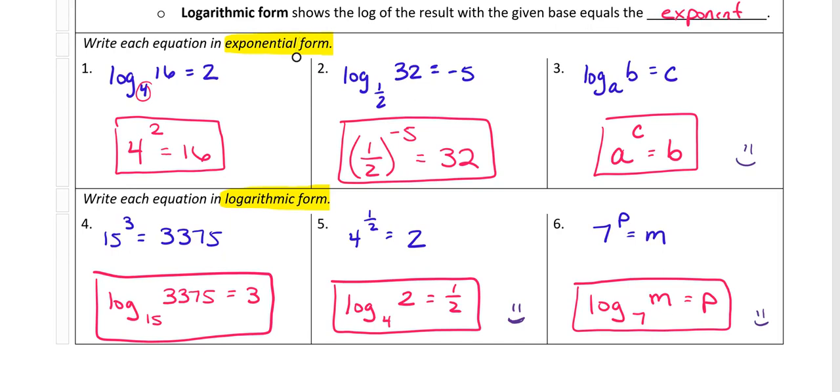Again, the thing to keep in mind is the base is the base. It's the same in both. And the log equals the exponent. Okay, as long as you know the logarithm equals the exponent, you usually can figure these out. Okay, so that's the end of this first video.